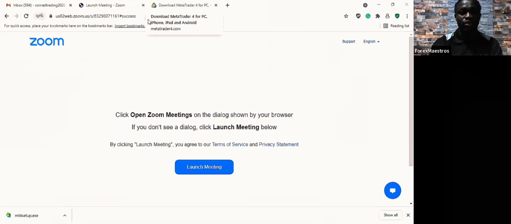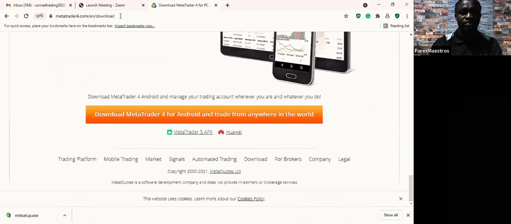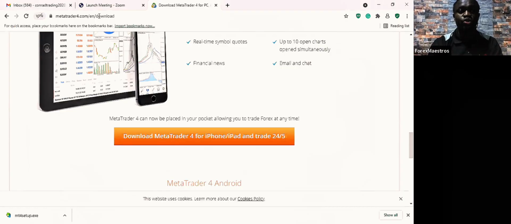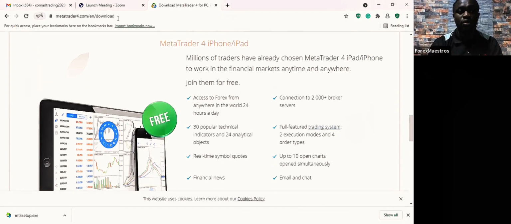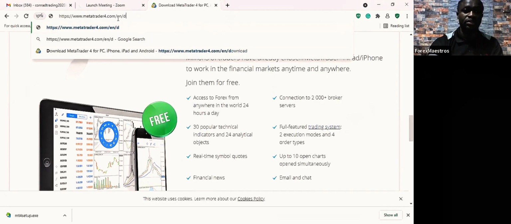So I'll share my screen now. So to download the MT4, I already have in my browser, I already have an MT4 platform already opened there. So what you do is just go to metatrader4.com. All right, metatrader4.com. Let me try and re-log in.